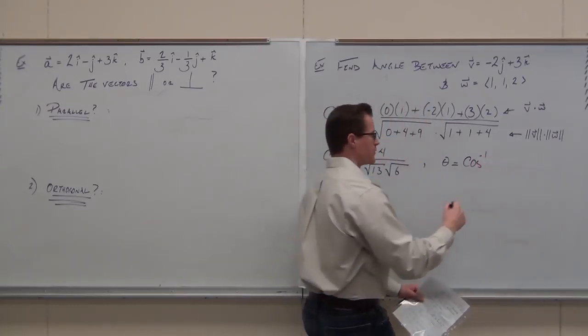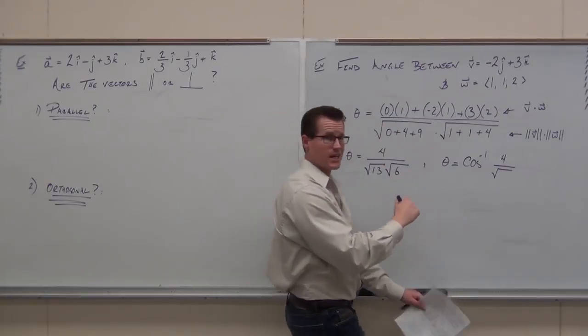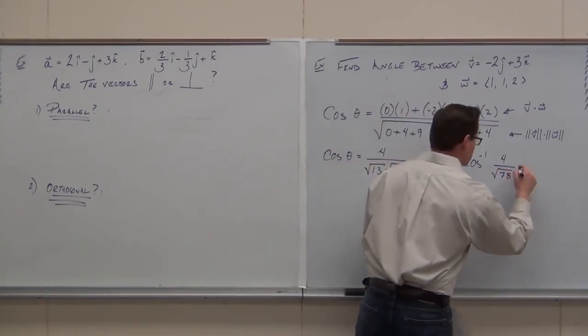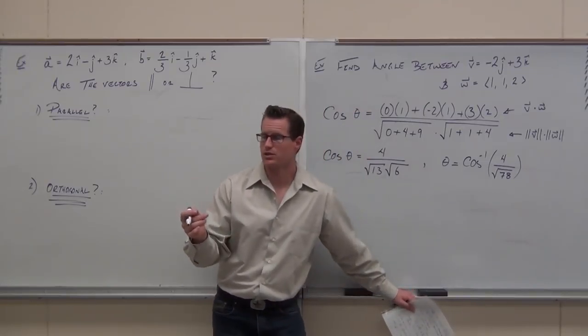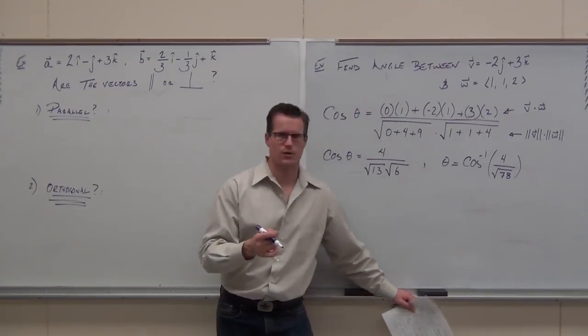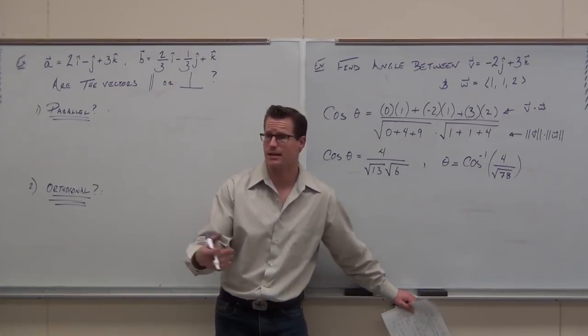So if you do cosine inverse of these two things, if I've done it right, it is 4 over square root of 78. That right there is an exact answer for the angle. So what's the angle between them? Cosine inverse of 4 over square root of 78. Because it's not on a unit circle, right? But that's an exact answer.